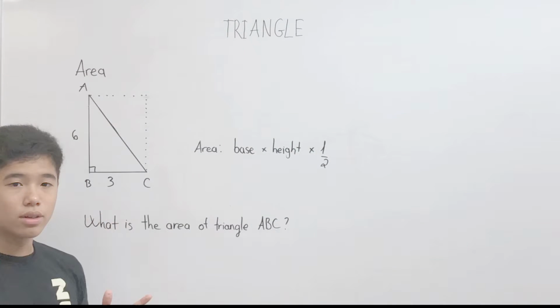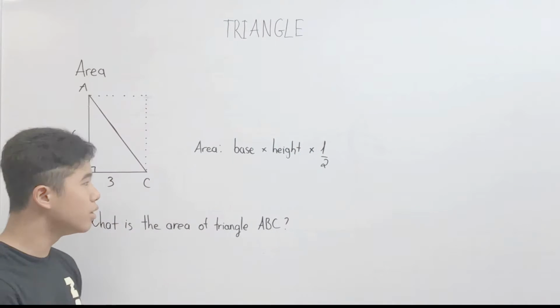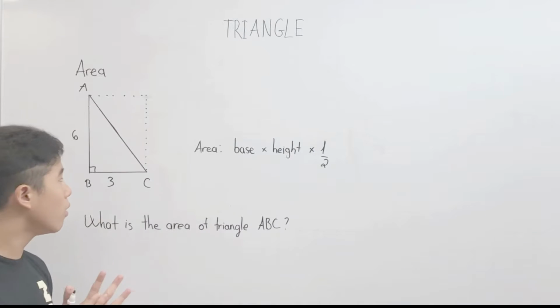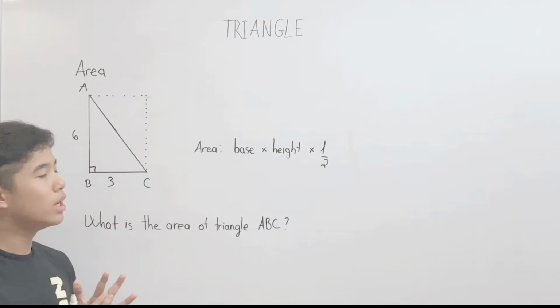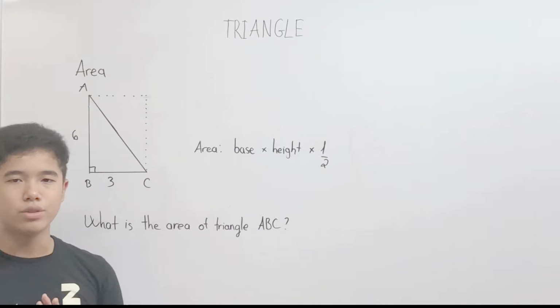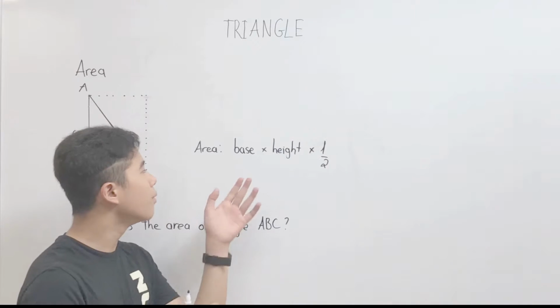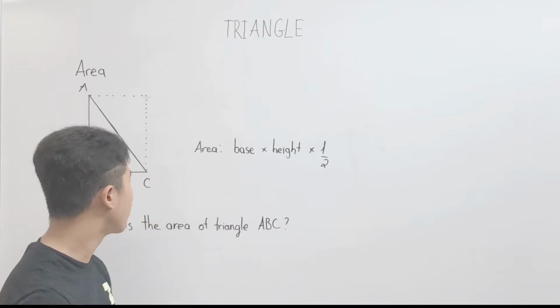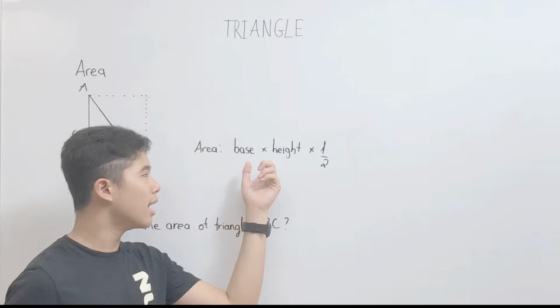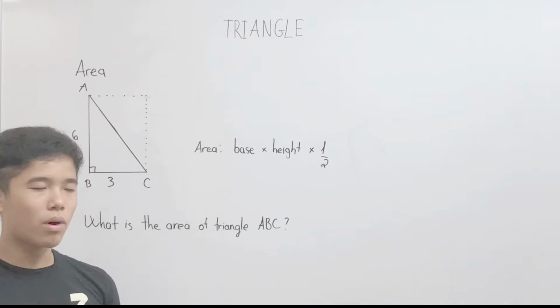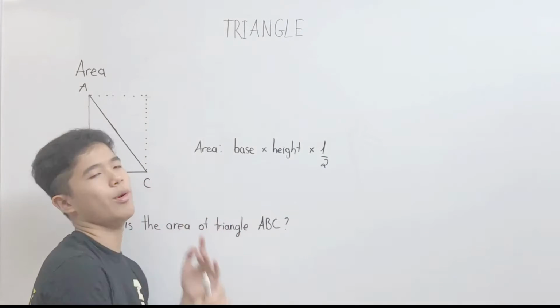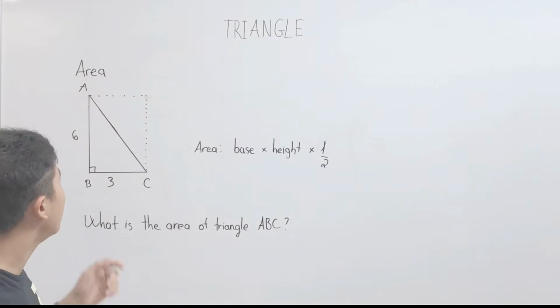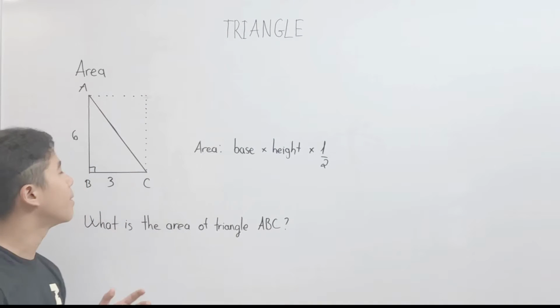So we take height times width like the rectangle and then divide by 2 to get the area of a triangle. So we have the formula right here: base times height times 1 over 2 is equal to the area of a triangle. A little bit complicated. Let me explain it again.